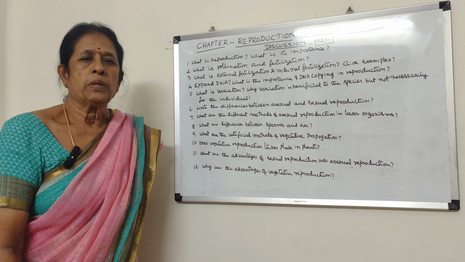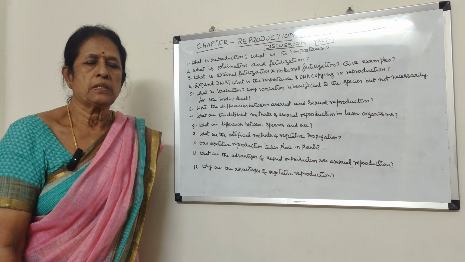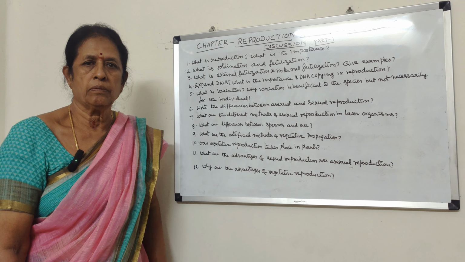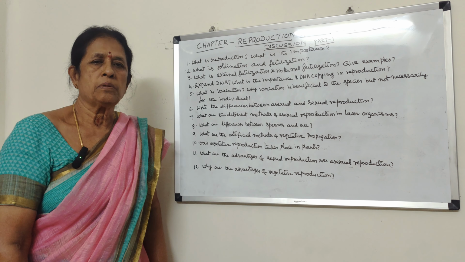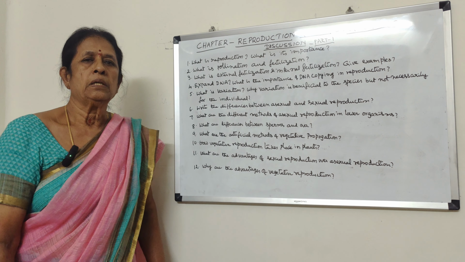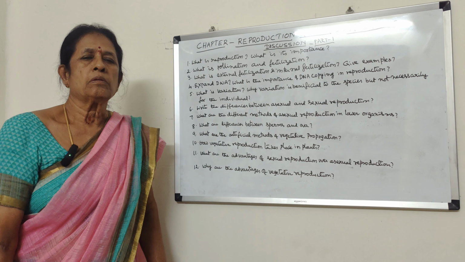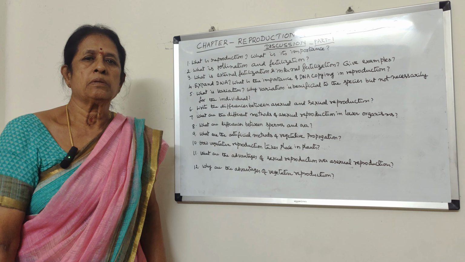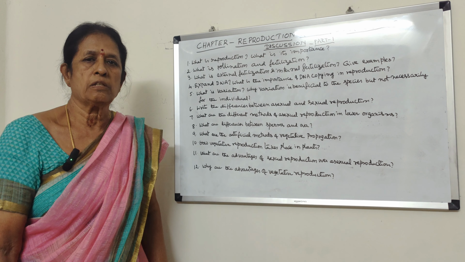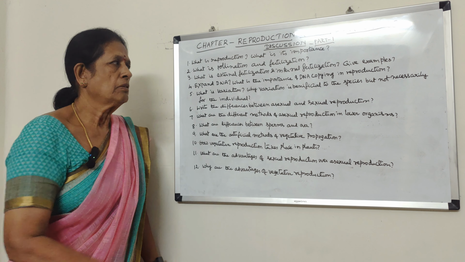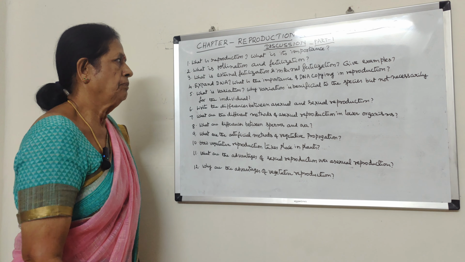And what is its importance? So reproduction, first thing, helps in the continuation of the species. Under favorable conditions, it helps to increase the size of the population, and it also replaces the organisms which die due to various reasons like diseases, natural calamities, etc. So that is the importance of reproduction.